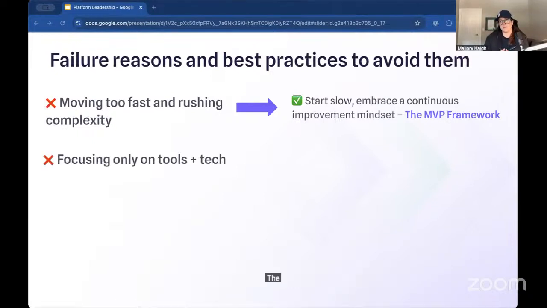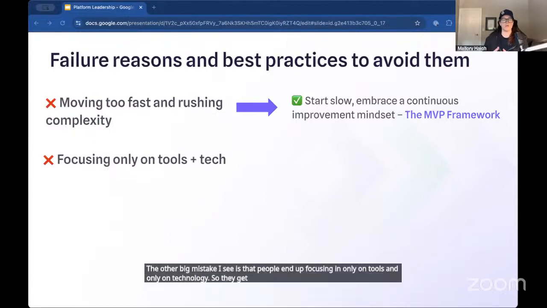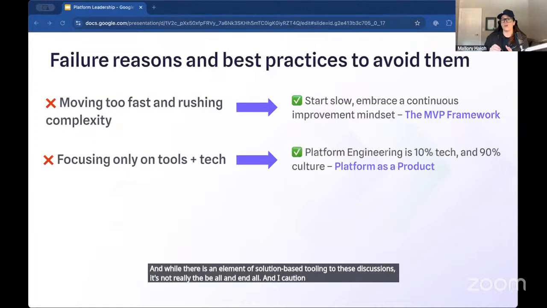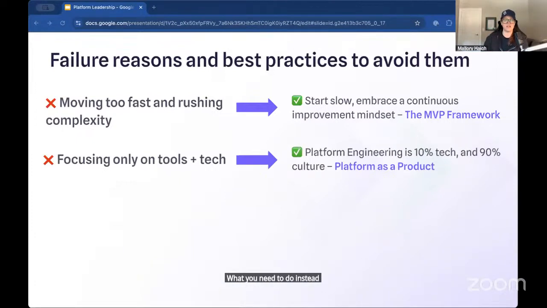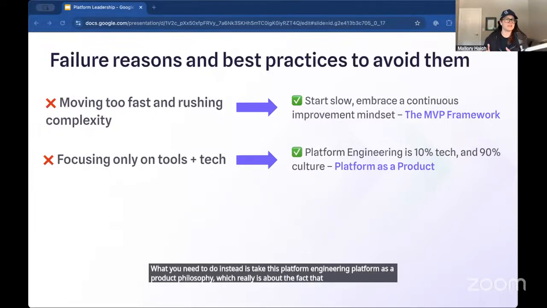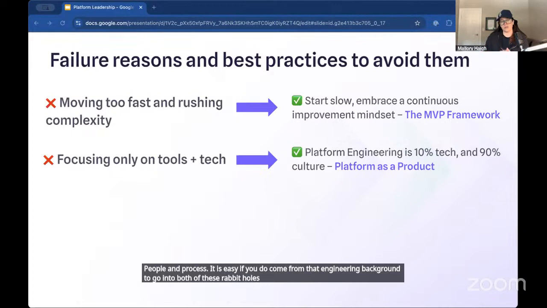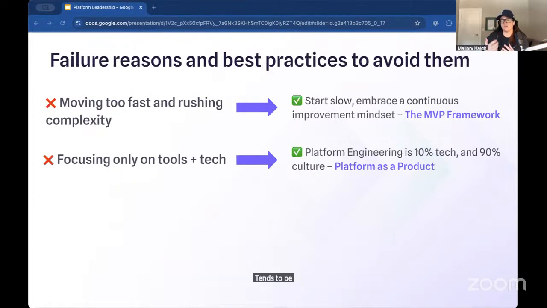The other big mistake I see is that people end up focusing in only on tools and only on technology. So they get into that mindset of, well, every problem we have can be solved by a tool somewhere. And while there is an element of solution-based tooling to these discussions, it's not really the be-all and end-all. And I caution you on getting stuck here. What you need to do instead is take this platform engineering, platform as a product philosophy, which really is about the fact that when we do this right, it's 10% technology, 90% about culture, people, and process. It is easy if you do come from that engineering background to go into both of these rabbit holes. So the tools and technology side, as well as complexity, tends to be how we think. So that is one of the hardest parts of doing this right.